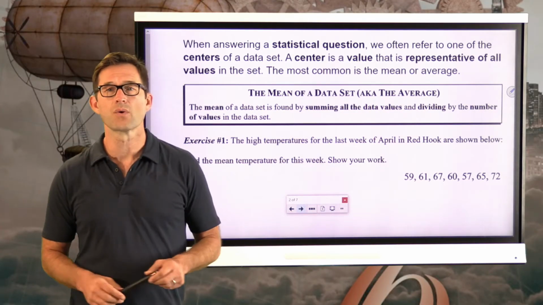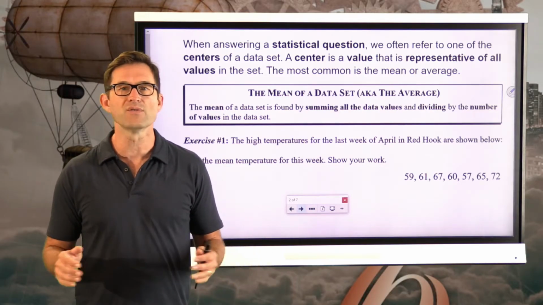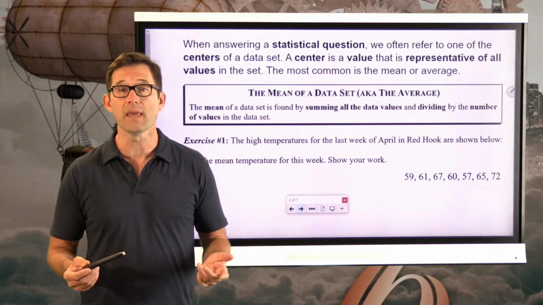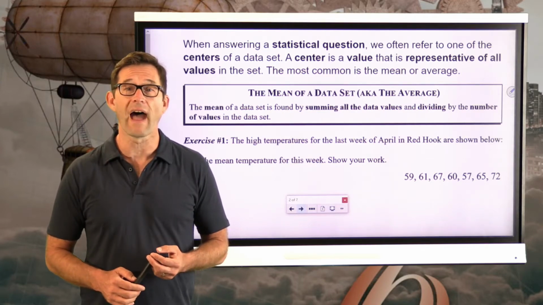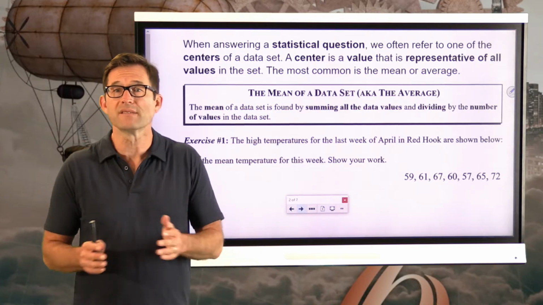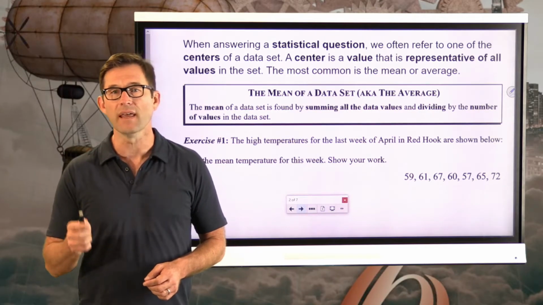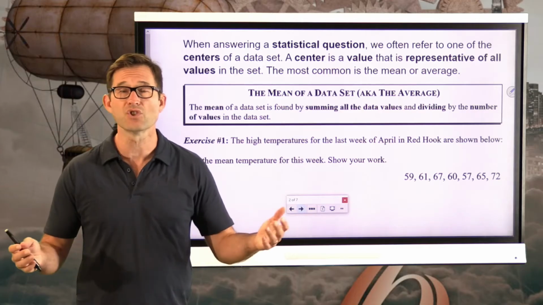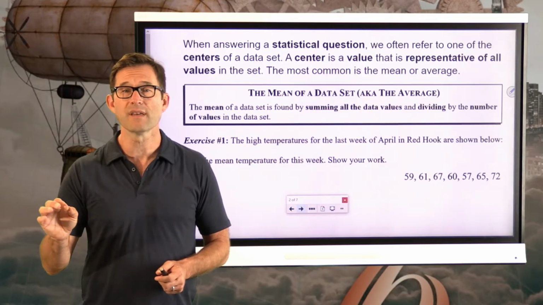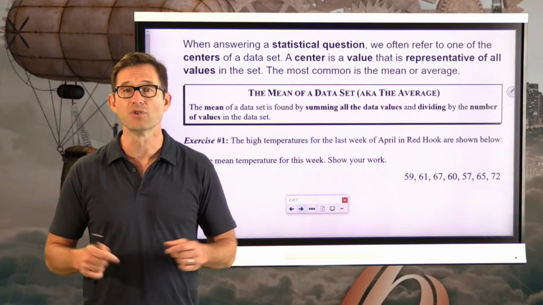As I said, when answering a statistical question, we often refer to one of the centers of the data set. A center is simply a value that is representative of all the values in the set, and the most common is what's known as the mean, but you've probably heard it called the average. All right, so what is the mean of a data set? The mean of a data set is found by summing all the data values, just adding them all up, and dividing by the number of values in the data set. The average. I add up all these numerical data points, and then divide by how many of them there are, and that gives me the mean, or the average, of the data set.